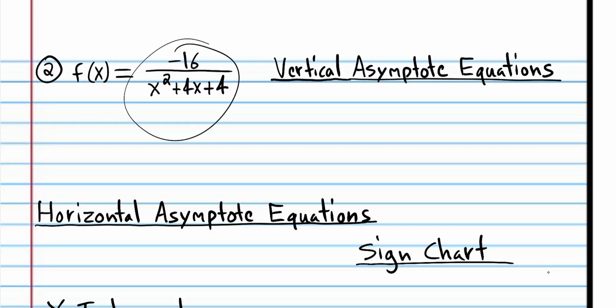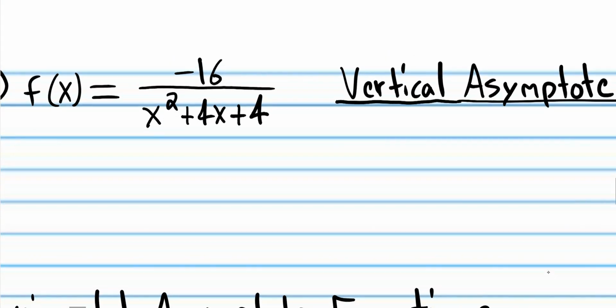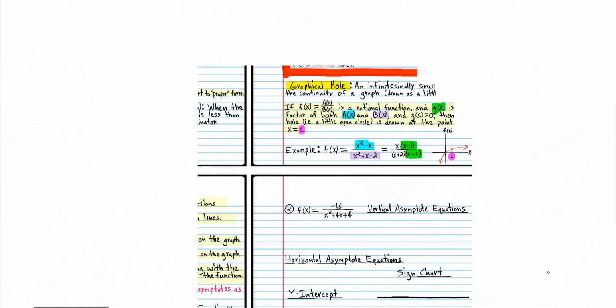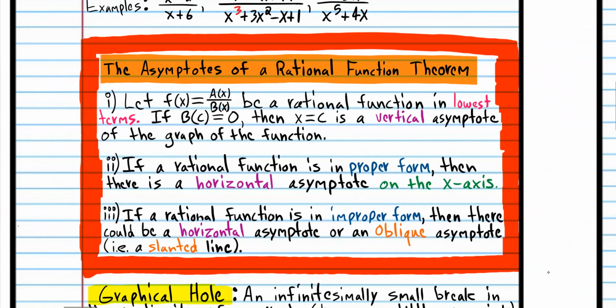This is a proper rational function. It's in proper form because the degree of the polynomial in the numerator is less than the degree of the polynomial in the denominator. Again, the degree of the polynomial in the numerator is 0. So again, principle number 2 of our theorem tells us that if the rational function is in proper form, there must be a horizontal asymptote on the x-axis.